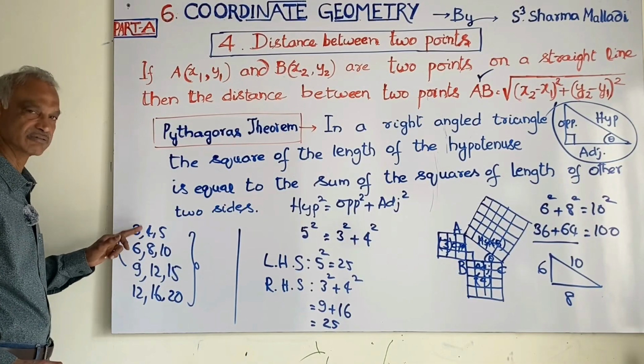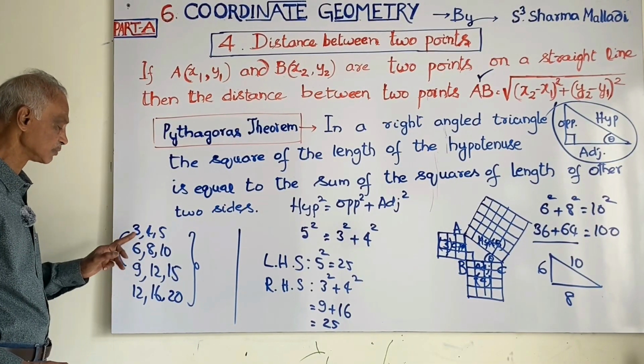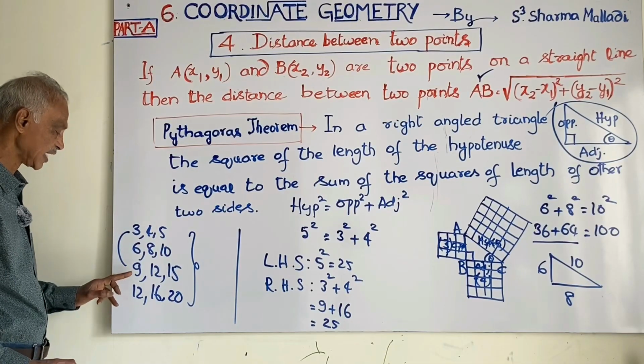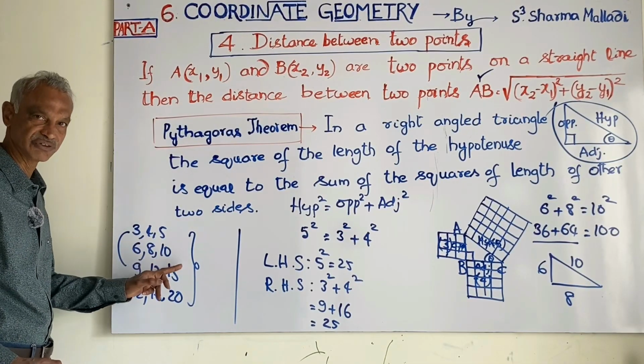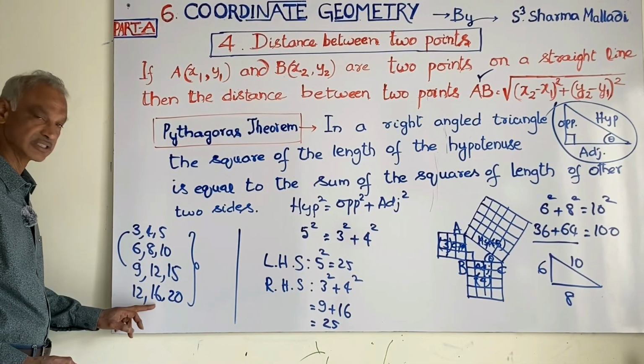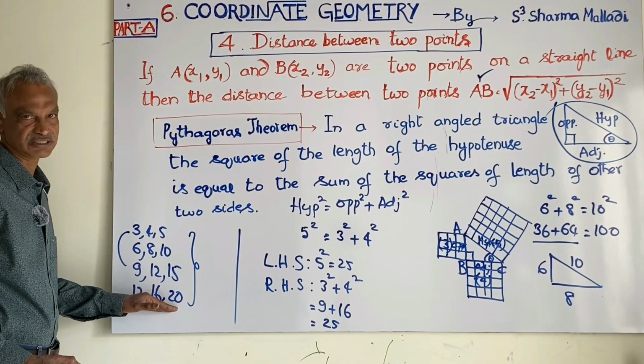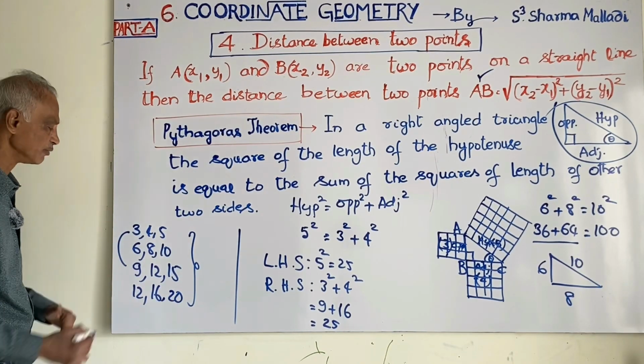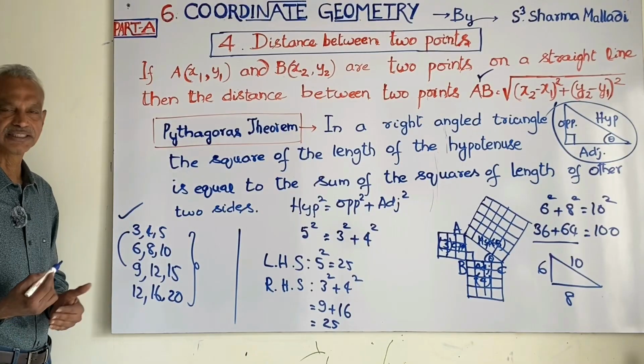3 square plus 4 square is equal to 5 square. 6 square plus 8 square is equal to 10 square. 9 square plus 12 square is equal to 15 square. 12 square plus 16 square is equal to 20 square. Like that you can have many examples for Pythagoras theorem.